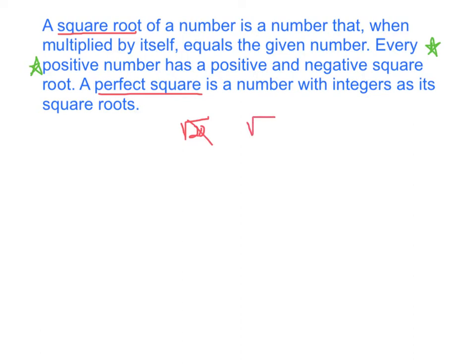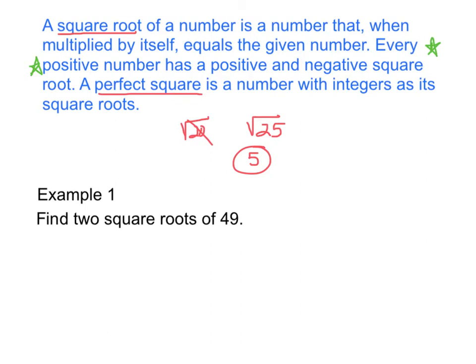So if I took the square root of 25, my square root value of 25 is 5. That's an integer. So we're going to start talking a little bit more, though, about what happens when you get a negative once you take the square root of something. So here we have the first example. Find 2 square roots of 49. So a lot of people think, okay, if I take the square root of 49, that's going to give me 7, which is only partially true.